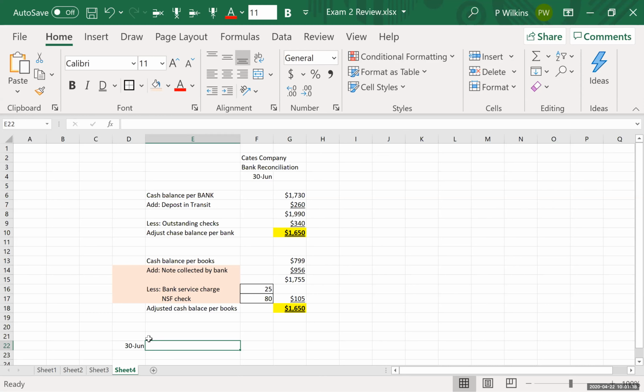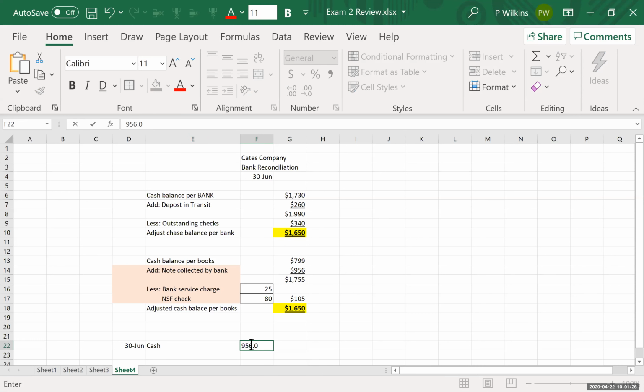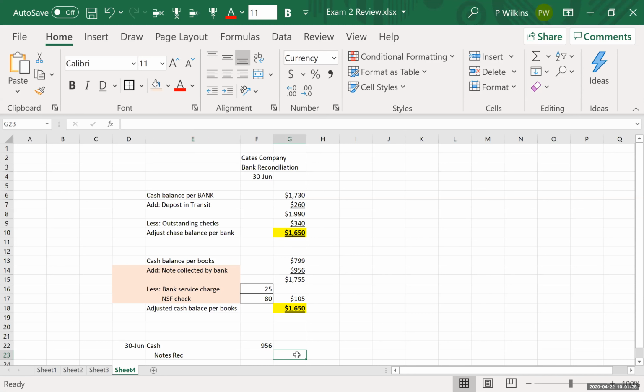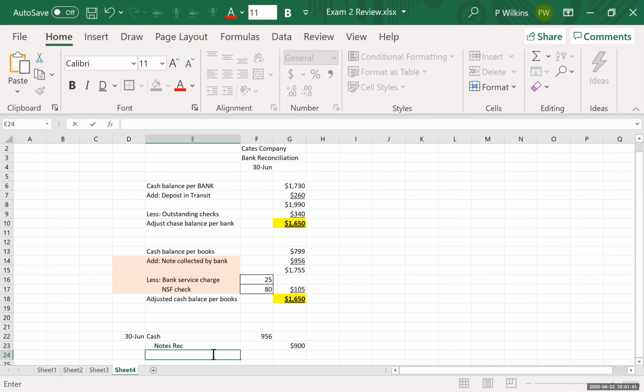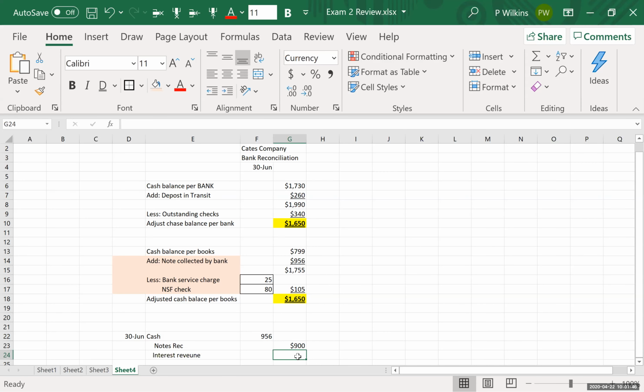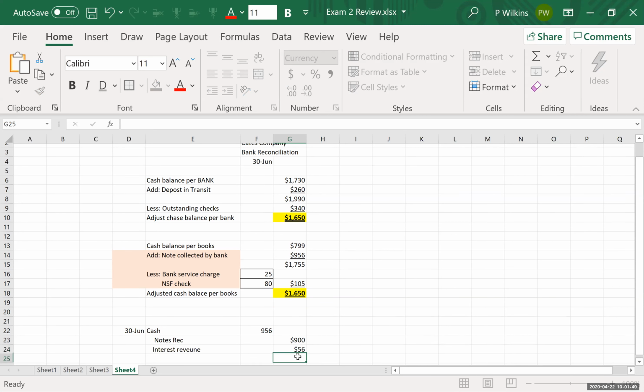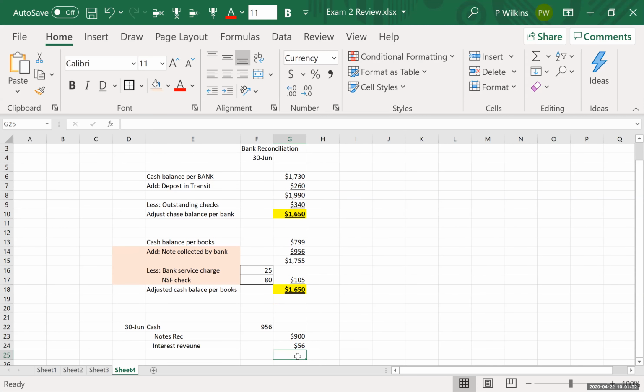we are going to debit cash for $956. That's the amount of cash that was put into our account from the bank. We are going to credit notes receivable because they told us they were collecting a note for $900. And then we are going to credit interest revenue for $56. Okay. They didn't charge us a fee or anything for that. So this one here is for this $56 up above here.